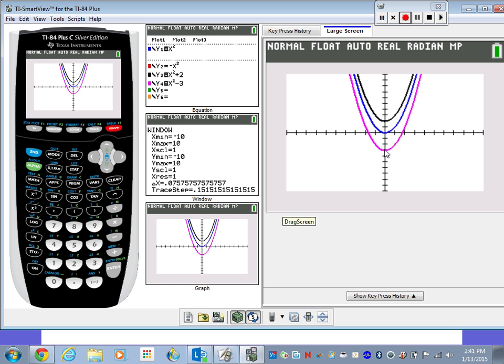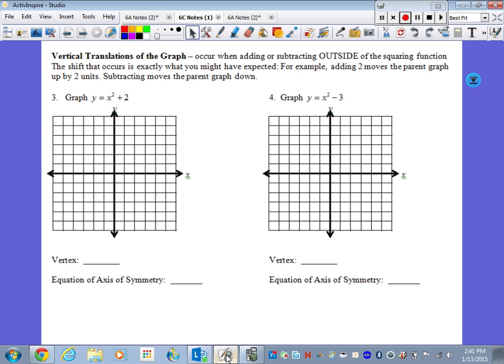Okay, so notice you can put a negative out in front of the function and that forces it to invert or flip down. You can add a number to the whole parent function, in other words, to the x squared, so you can shift it up or you can shift it down just by whether you add or subtract. Okay, so let's go to the next piece.